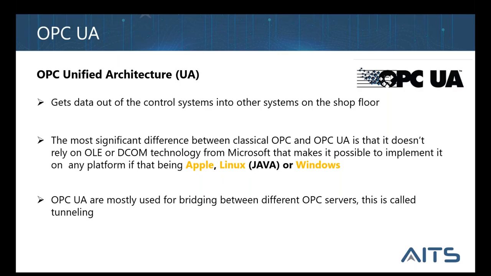So you have the ability to add in new features without affecting existing applications. And it has comprehensive information modeling for defining complex information. Plus, OPC UA is very good between different platforms. For example, if you have two different platforms, OPC UA mostly uses something called bridging or tunneling. You can bridge between two different systems.